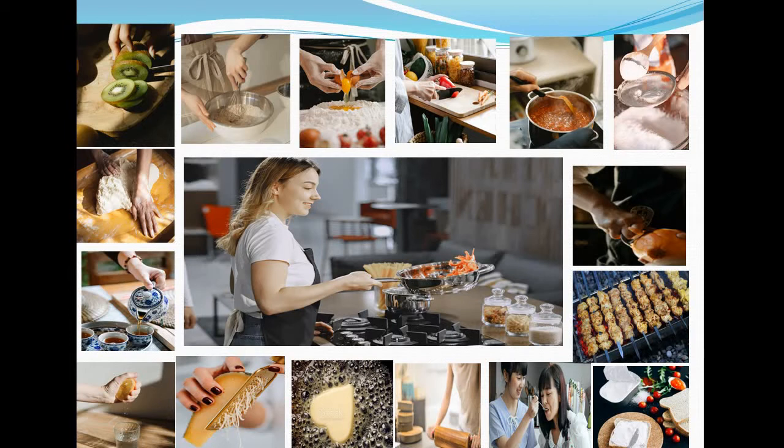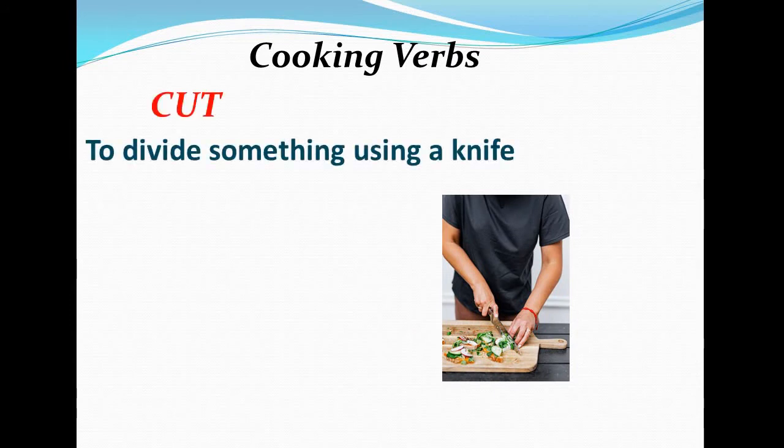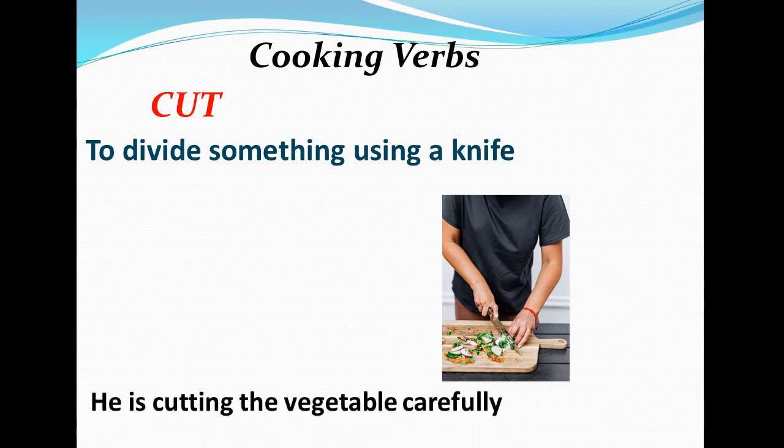Today we are going to see some cooking verbs in English. So the first verb is to cut. Means to divide something using a knife. Example: he is cutting the vegetable carefully.